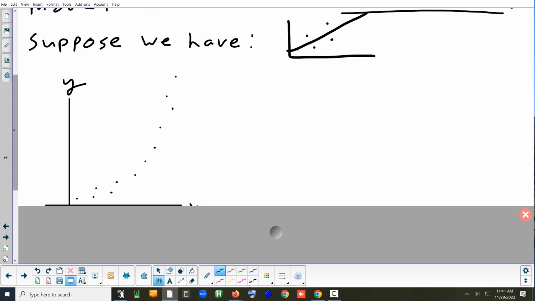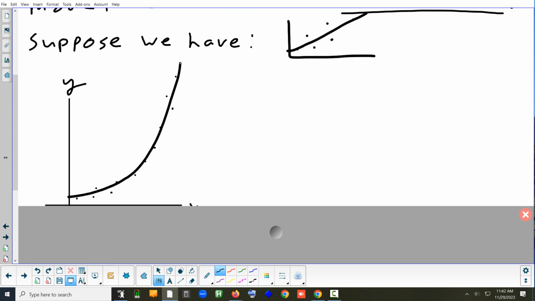Is there any other kind? Not in math. Not yet. Well, if it turns, then it's some kind of curve. Yep. And that's what we're going to use here. We're going to use a curve that would look something like this to fit the data.